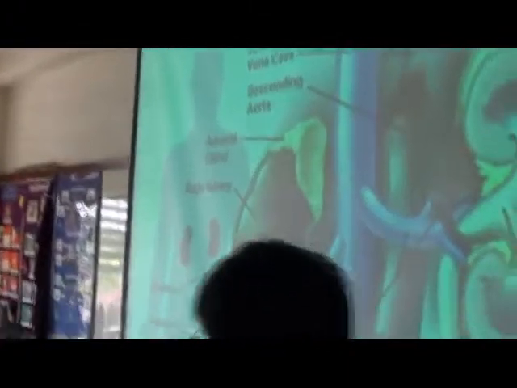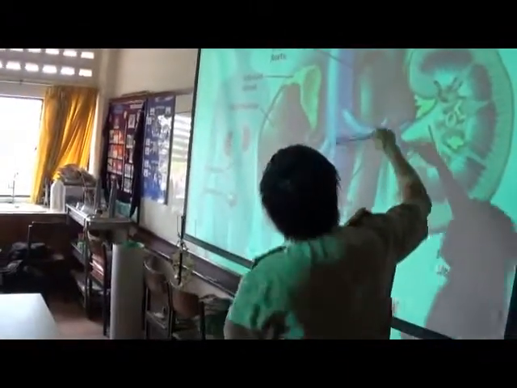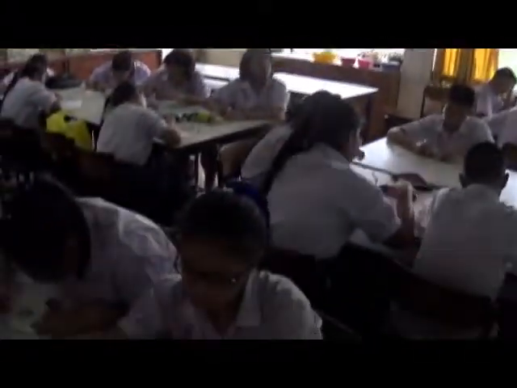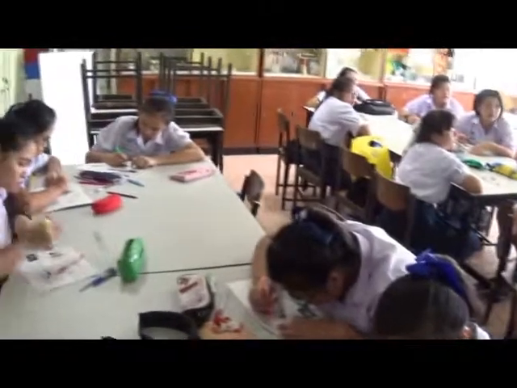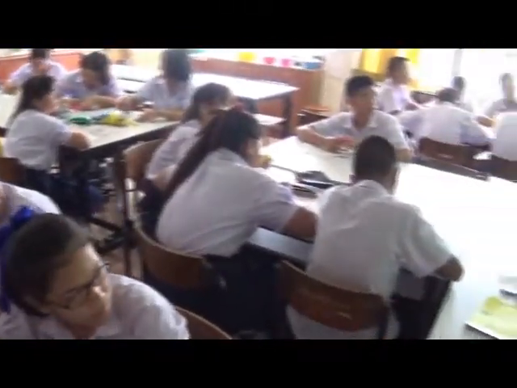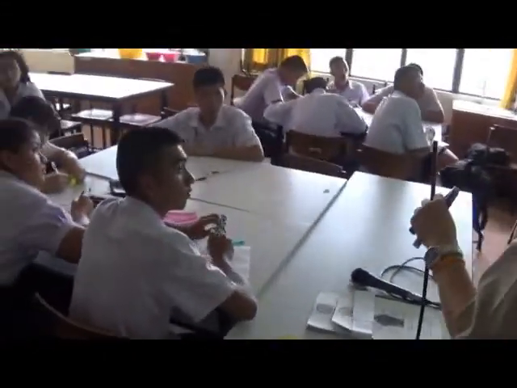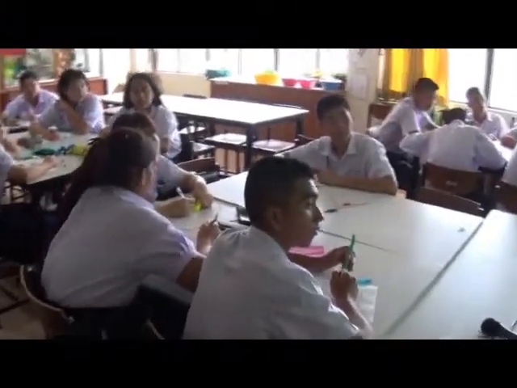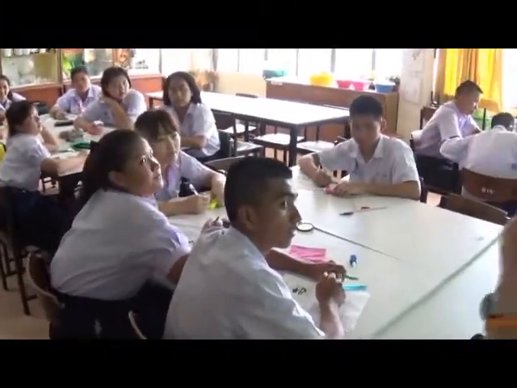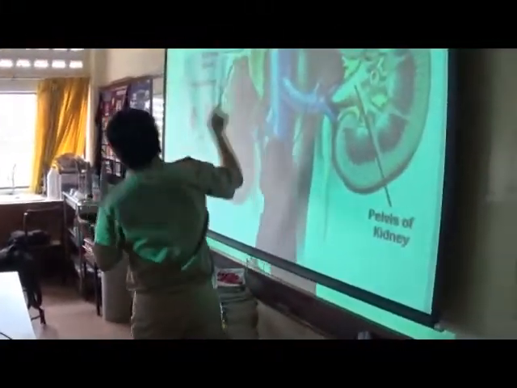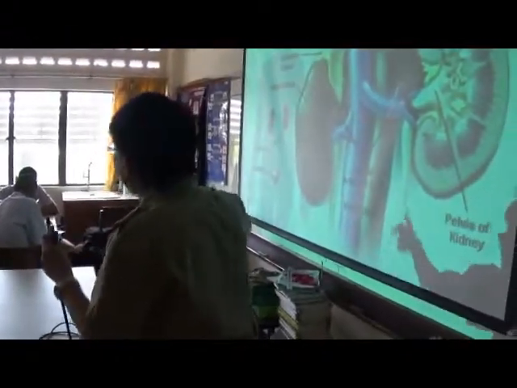Okay, you can see the big picture. What is this? Vena cava. Very good. Vena cava, you have this word. Red blood or black blood? Black blood. Okay, black blood. You can note this word, black blood. In kidney or out of kidney? Out of kidney. The black blood out of the kidney is called vena cava.